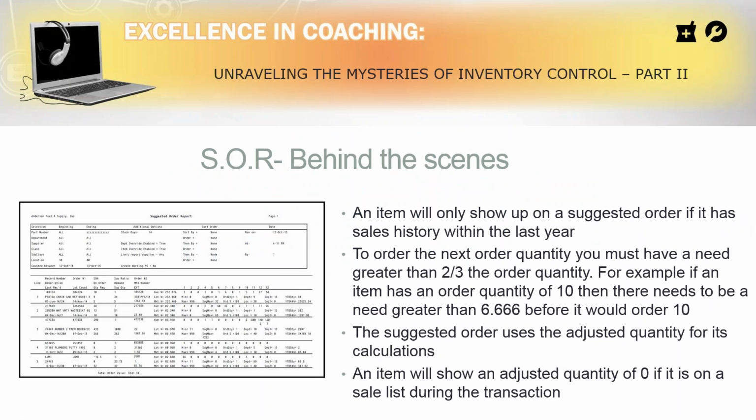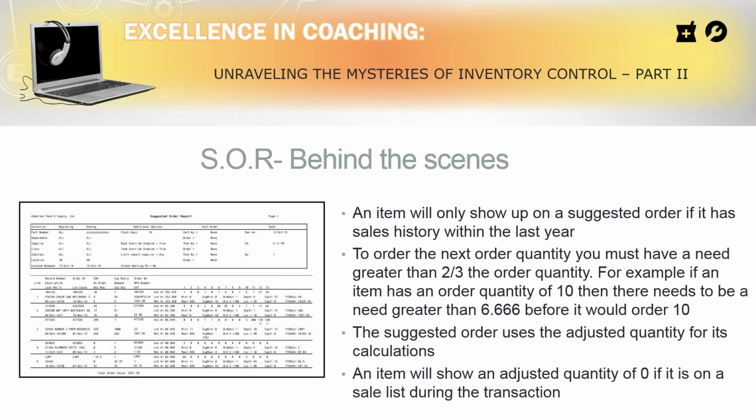Here are some tidbits behind the scenes that are really good to know, especially if you're more technically minded, but also just so you understand where some of these numbers are coming from. Okay. An item will only show up on the suggested order if it has a sales history within the last year. That's important to know. If it's a brand new item, it may not show up on the SOR quite yet.